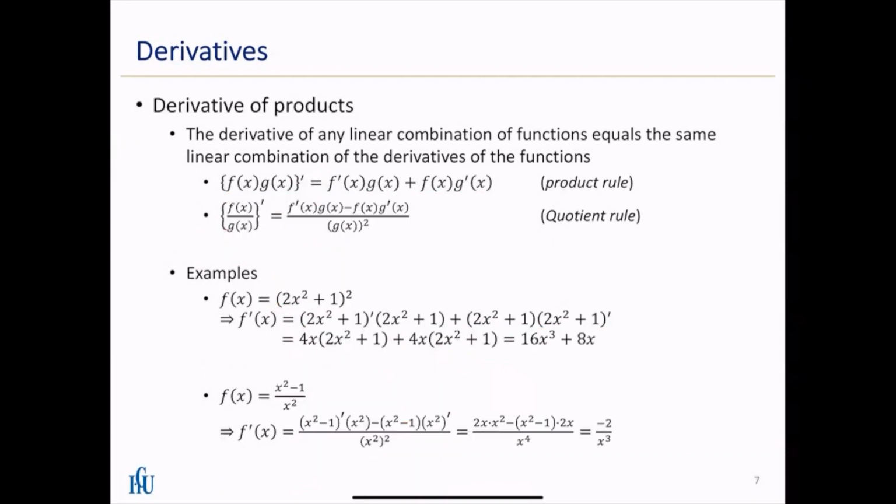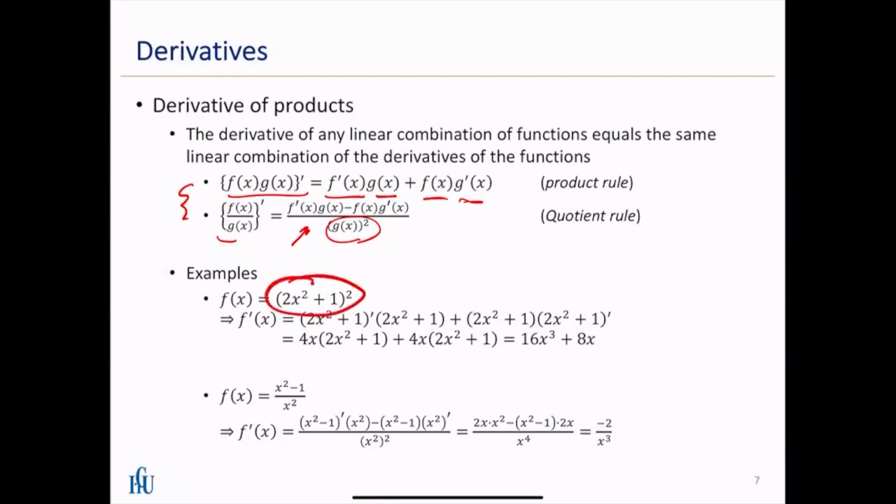There are also some rules related to products. If you have 2 functions and take the derivative of their product, it becomes the derivative of the first function times the original second function, plus the original first function times the derivative of the second function. You can also consider the division of 2 functions. If you take f over g and take the derivative, you will get this result. The denominator becomes squared, and you are interchanging: take the derivative of f, multiply by the original function g, minus the original function f times the derivative of g.